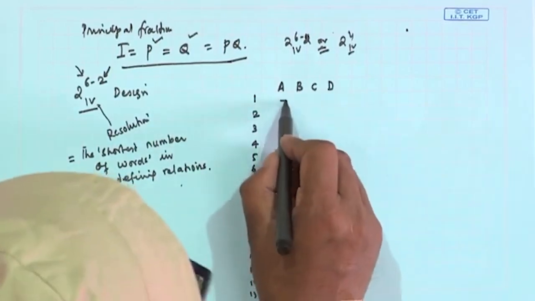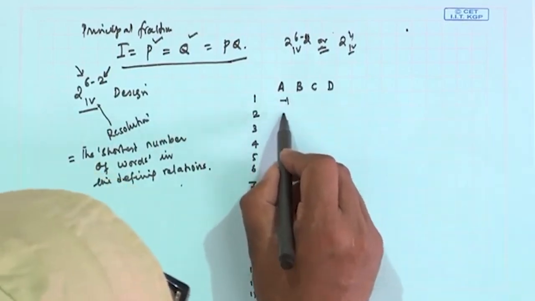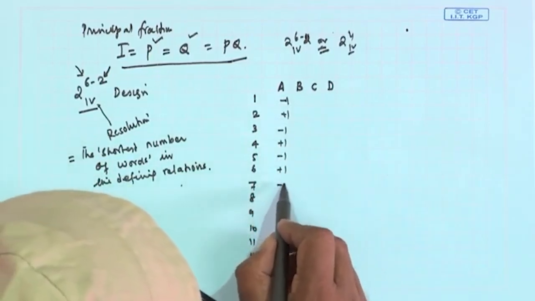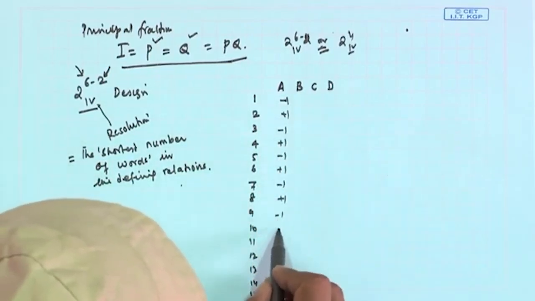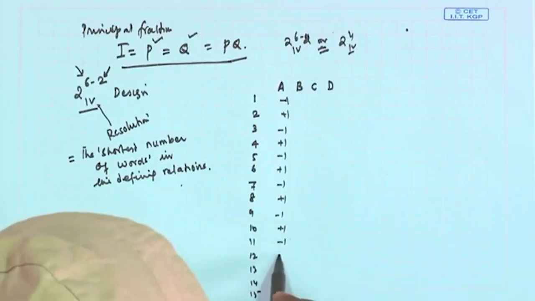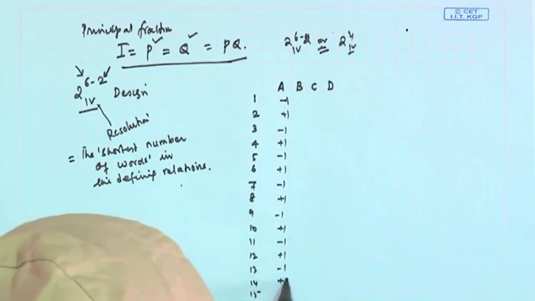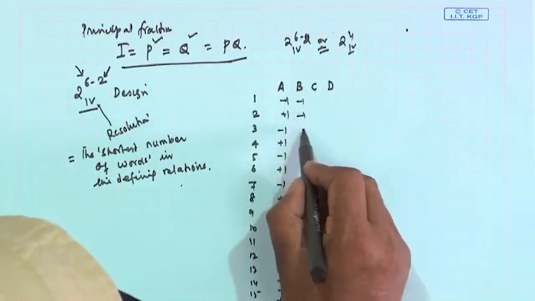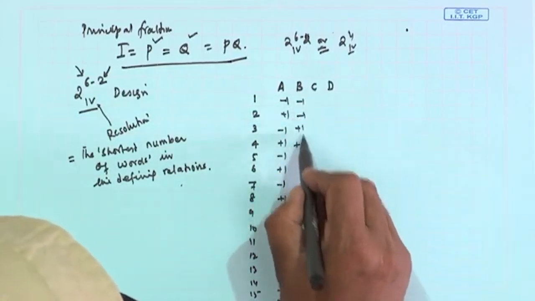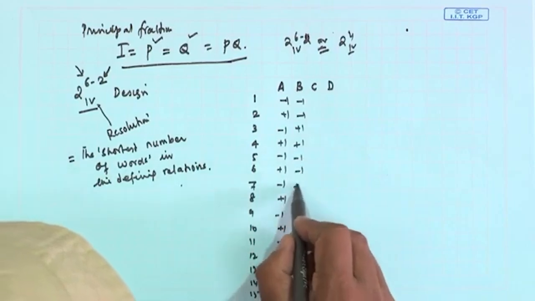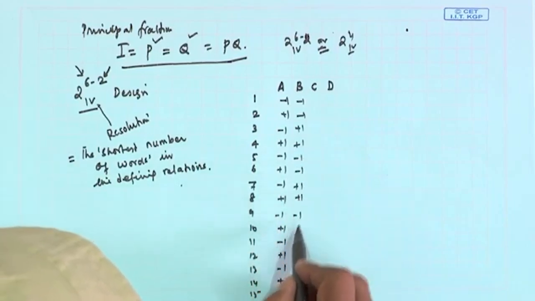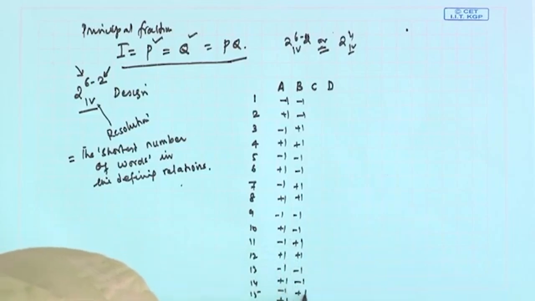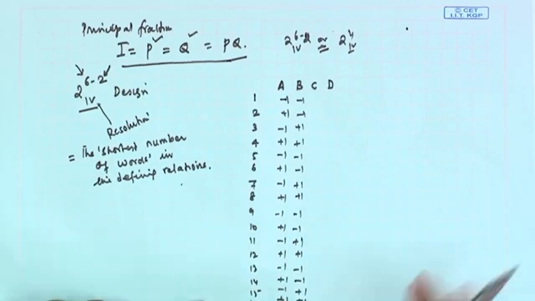So, you write down that minus 1, plus 1, minus 1, plus 1, and so on, alternating. Then for B: minus 1, minus 1, plus 1, plus 1, minus 1, minus 1, plus 1, plus 1, and so on. With this structure, you know.